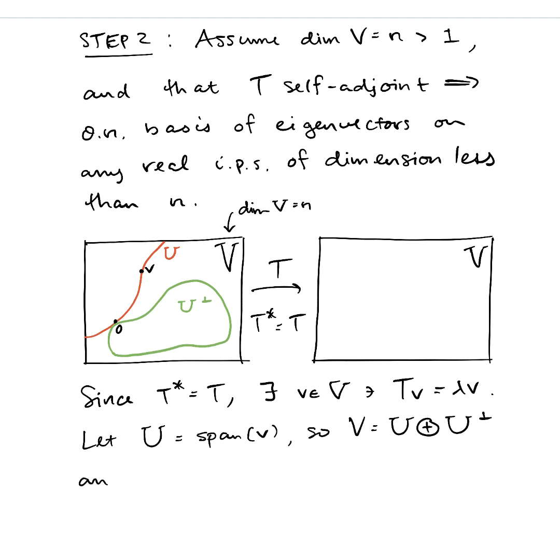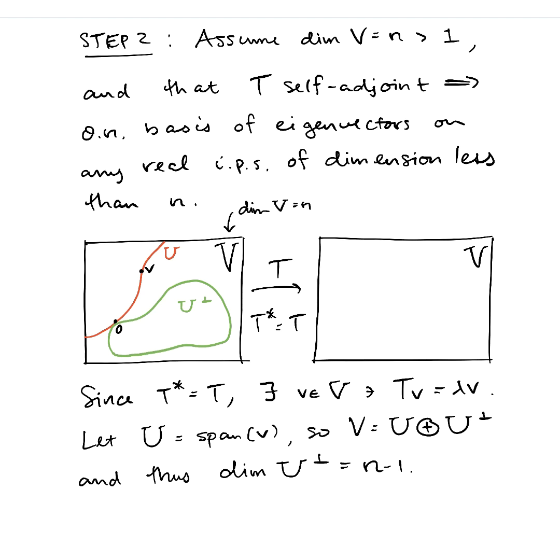And therefore, and thus, the dimension of U perp is n minus 1. Okay, so that green subspace U perp is dimension less than V's dimension, which means in this step of the induction proof, if we could argue that T was actually an operator on U perp and was self-adjoint still, then we would know that there was an orthonormal basis.